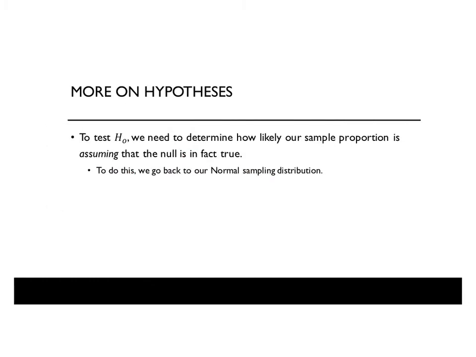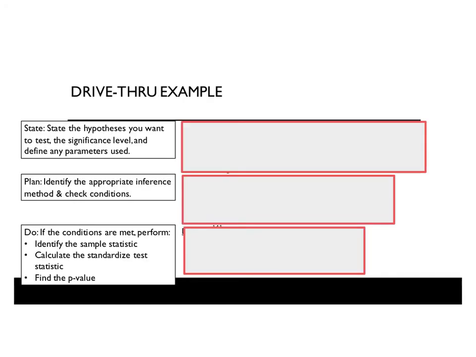To test these hypotheses, we need to determine how likely our sample proportion is, assuming that the null is in fact true. To do this, we go back to the normal sampling distribution, just like in the previous unit. So remember the 4 steps we did with confidence intervals, we're going to follow those again. Same exactly. So the first thing, the state. What we'll do in this step is state the hypotheses we want to test, the significance level, and define any parameters used.